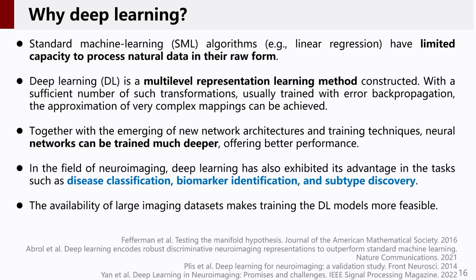Based on those different structures, what we need is a multi-level representation of deep learning to help us extract those complex mappings from basic features that have no clear meaning intuitively. In the field of neuroimaging, we usually apply deep learning in the categories of disease classification, biomarker identification, and subtype discovery. We also need to be thankful for large imaging datasets that make DL models more feasible nowadays.